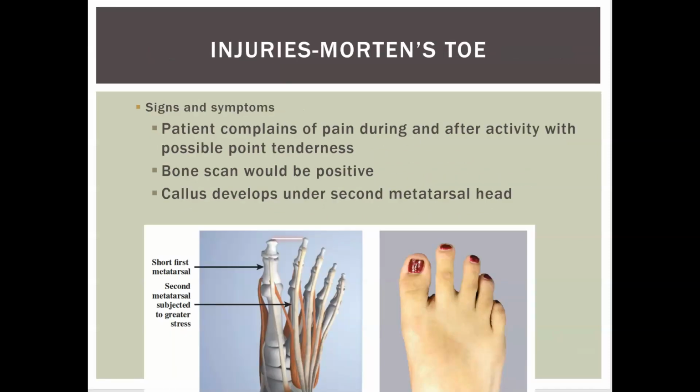Okay, we also have Morton's toe, and basically what Morton's toe is when the second digit is longer than the first. And really it's nothing to do with the phalange itself, but it has to do with the metatarsal, meaning the first metatarsal is shorter than the second, and that's why it looks like it does.